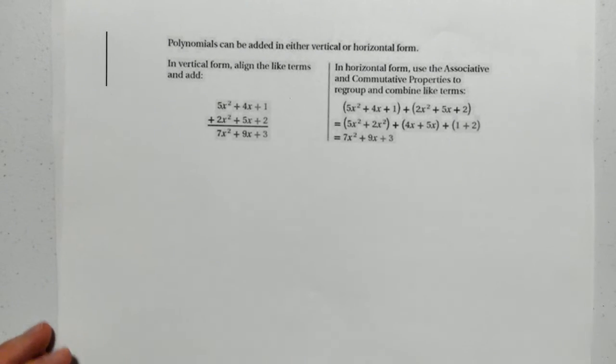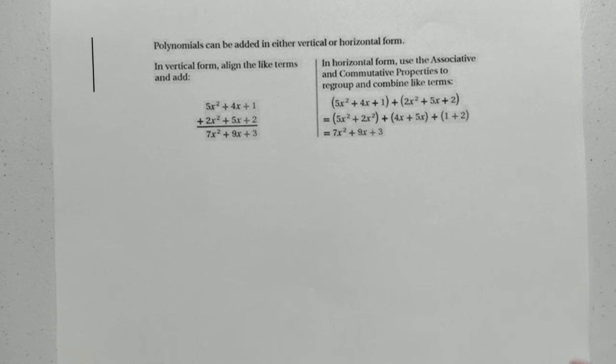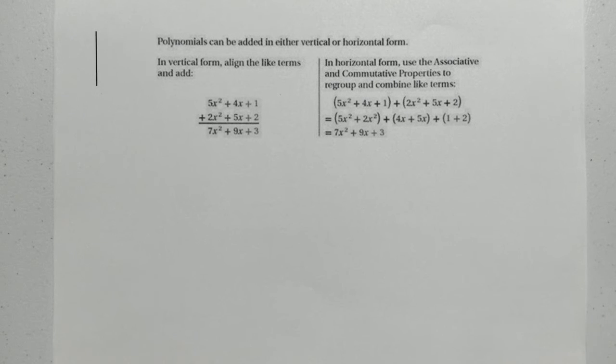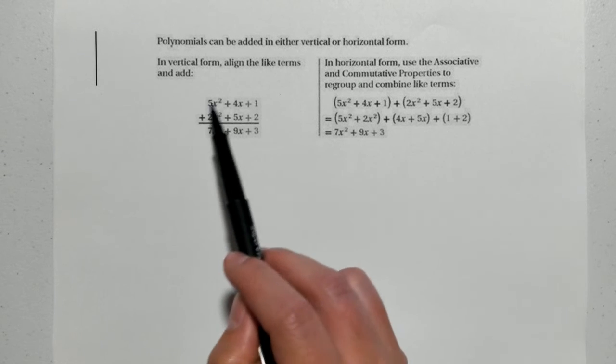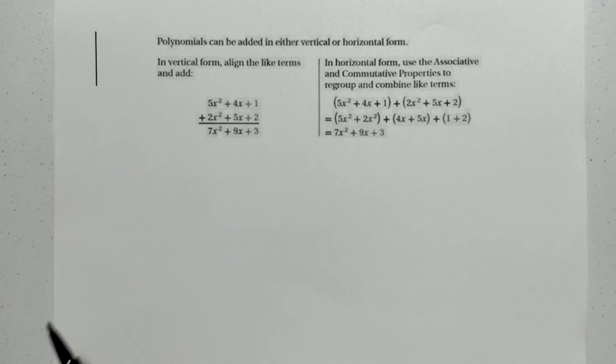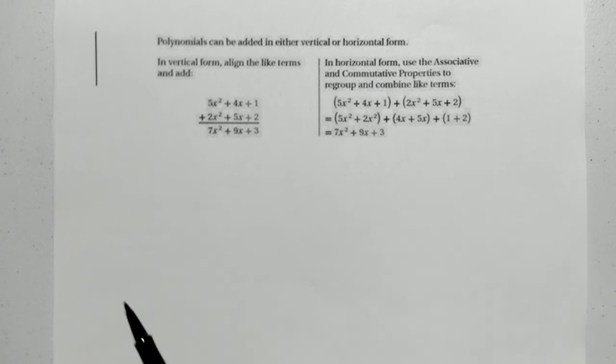So polynomials can be added either vertically or horizontally. So far you've been looking at how I've been doing them horizontally. You can align them with like terms, top and bottom, between your two polynomials if you want. So I have my x squareds, my x, my constants. Or horizontally, you can use the associative and commutative property to regroup and combine like terms.